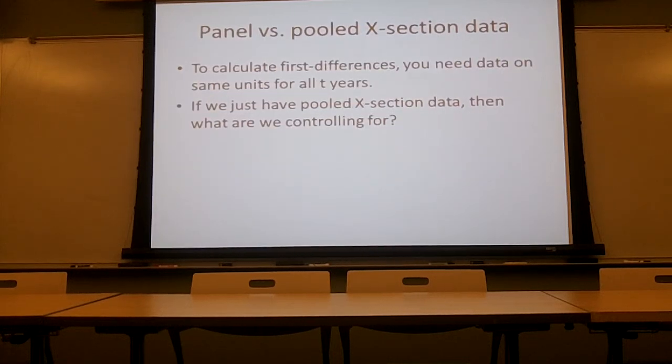I want to harp a little bit on this panel versus pooled cross-sectional data issue again. So I just said to calculate first differences, we need observations on each year of the unit, each year that each unit is in the panel. And so it bears questioning, if we have pooled cross-sectional data, what are we actually controlling for?